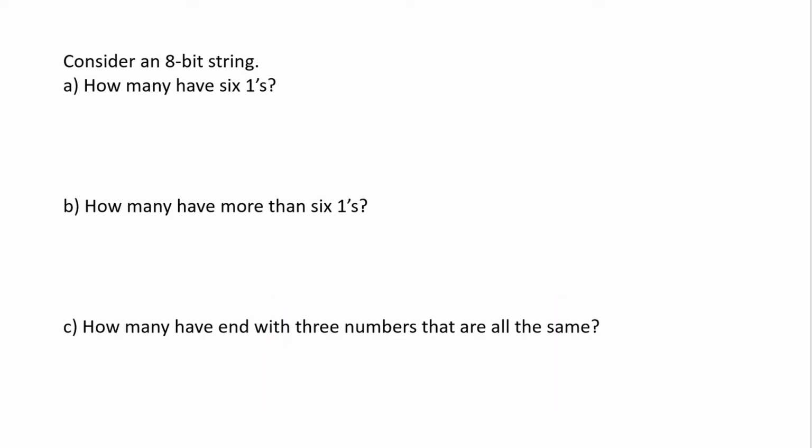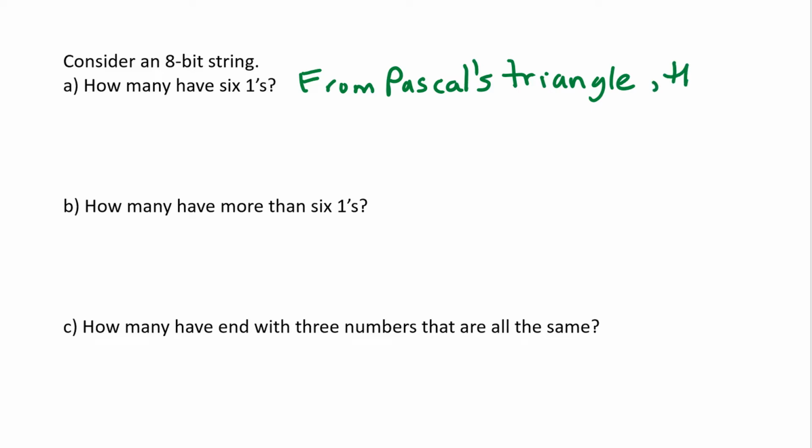So, let's answer part A. How many have 6 ones? From Pascal's triangle, we find out that the number is 28. We can also compute this directly as 8 choose 6.